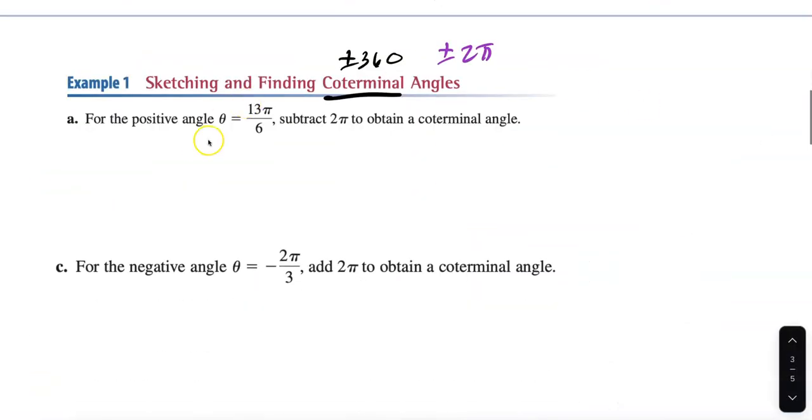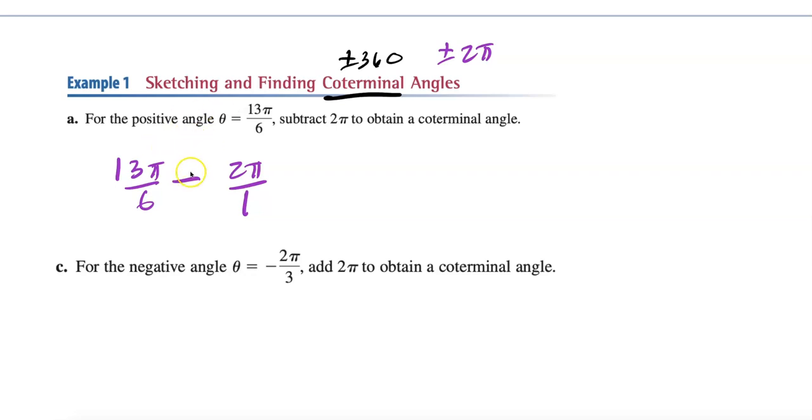So if I have 13 pi over 6, all we're going to do is subtract. We want to find a positive angle of this. We're going to subtract 2 pi from it. Now here's the key. Make it a fraction. Hopefully you're good at fractions. That's all we're doing. 2 pi over 1. We need a common denominator. Well, this is 6. Let's multiply this by 6 over 6. 2 pi times 6 is 12 pi.